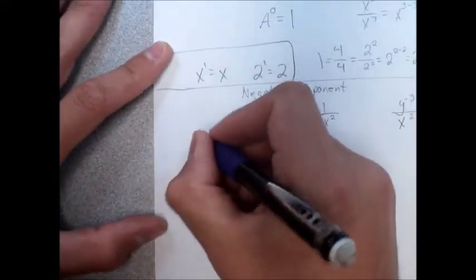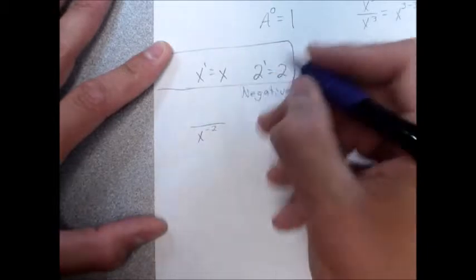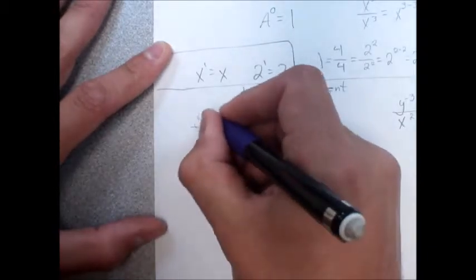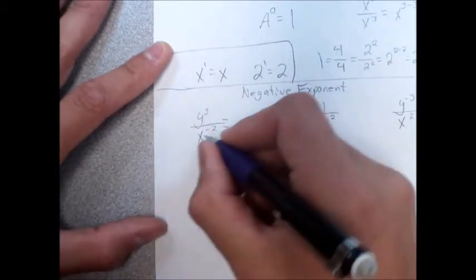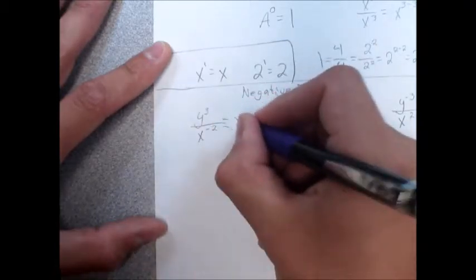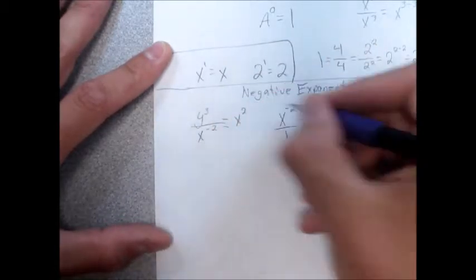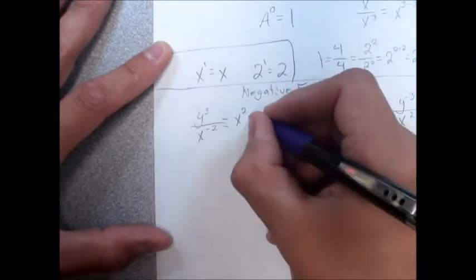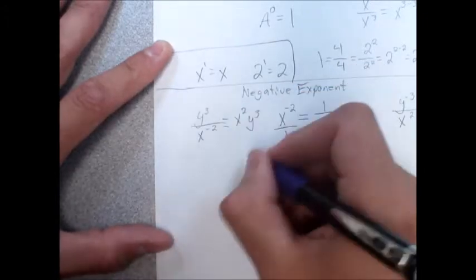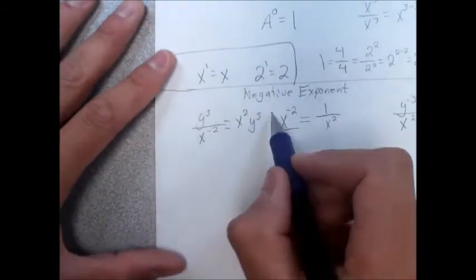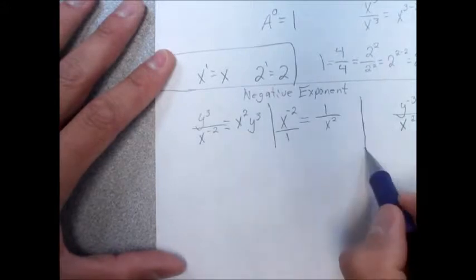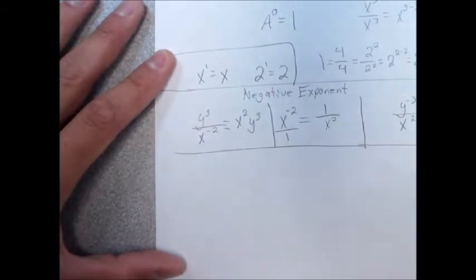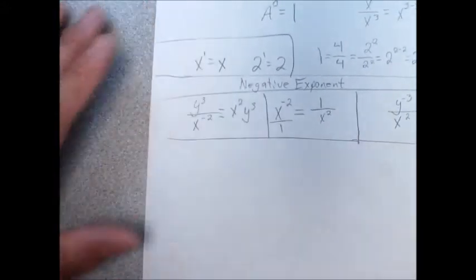And it works vice versa too. If I have something negative on bottom, for example, x to the negative 2 on bottom and y to the positive 3 on top, I can again simplify this one by moving it up top. So it would become x squared, just moved up top, y to the third. Now again, that's over 1, but I'm not writing that down because it's not necessarily useful to the context of the problem. Okay, questions?